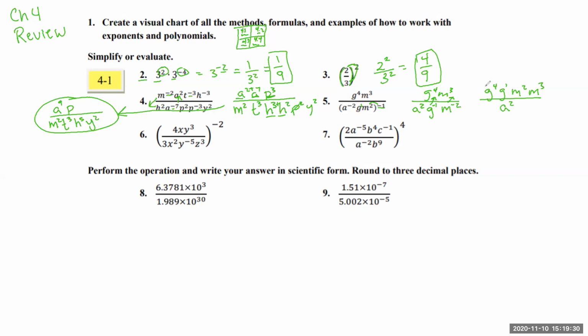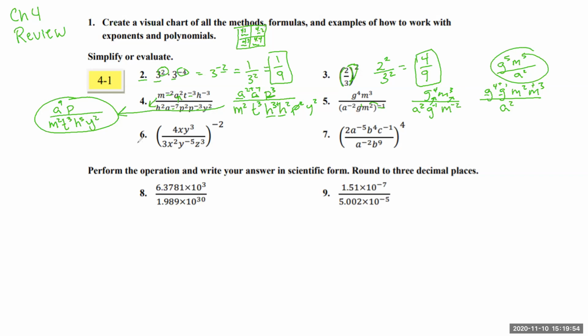So now we're just going to simplify more by finding the like bases and just adding those exponents together. So we have g to the fifth, and then m to the second times m to the third. We're just going to add those exponents again, so we get m to the fifth. And then on the bottom, we just have a to the second. And that's the final answer for number five.